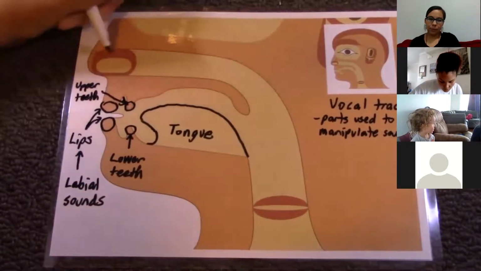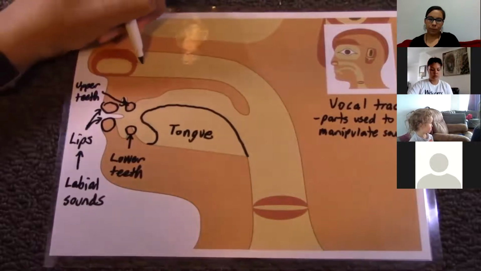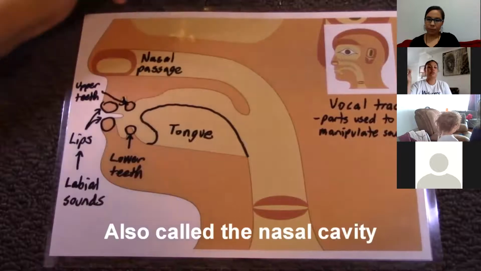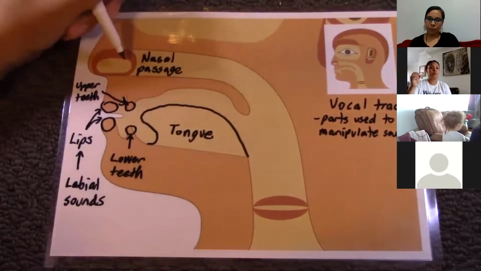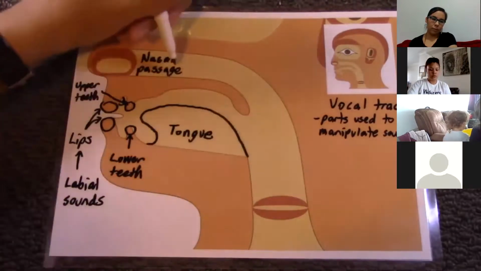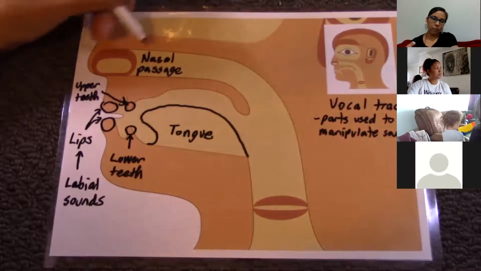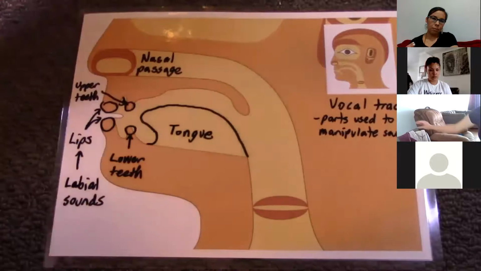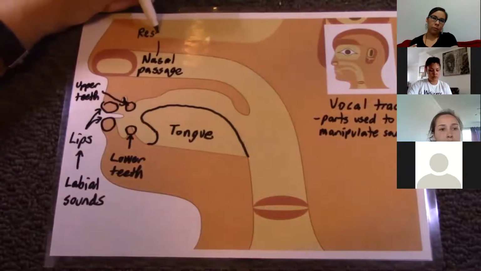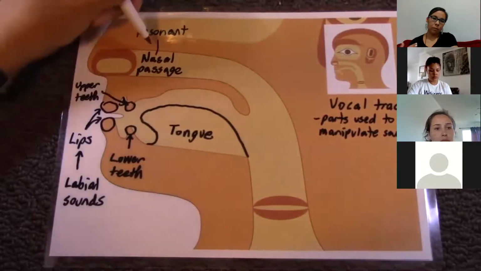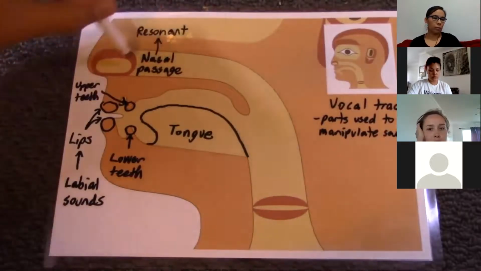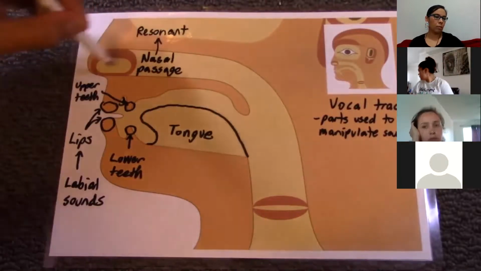We have up here, so this is your nostril, and that means that this is your nasal passage. So the nasal passage is involved in some of the sounds that we make. Sometimes there's sounds that we make where you're pushing air just through your nasal passage, then comes out through your nostril. Sometimes sounds come out partially through your mouth and through your nasal passage. But any sound that involves your nasal passage is referred to as a resonant sound. So resonant basically means that when air comes up through your nasal passage, it's resonating. The sound is kind of bouncing around inside of your nasal passage and then coming out of your nostril.